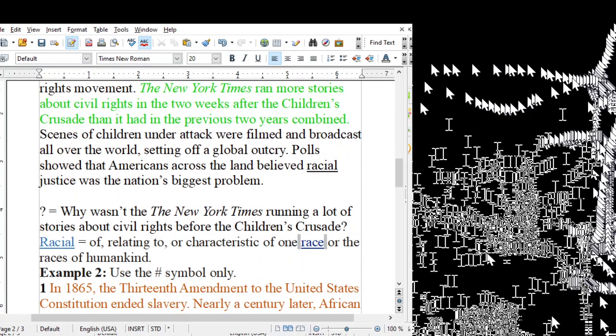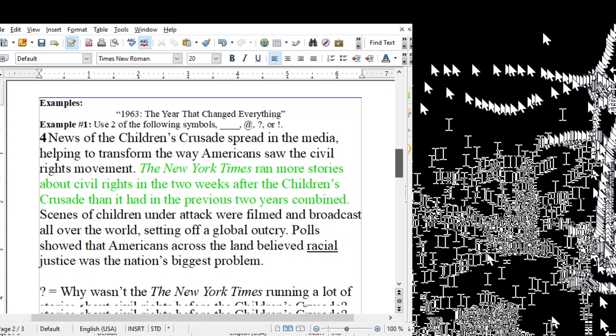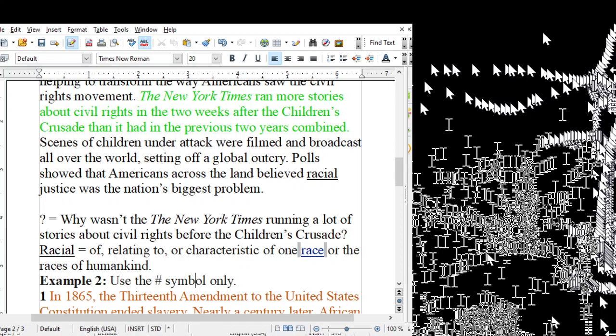And then I put the, let me take this. I don't want it to be blue, because I just want it to be the regular color, which is black. Okay. So here's the definition of racial: of relating to or characteristic of one race or the races of humankind. So I just annotated, I just had a conversation with this paragraph. I didn't know what racial meant, so I underlined it. I underlined the word racial, and I put the definition down here.